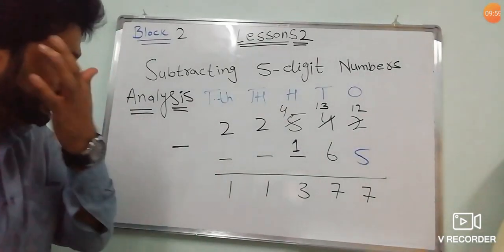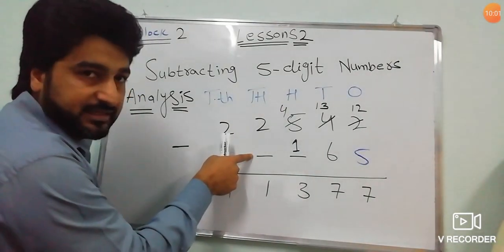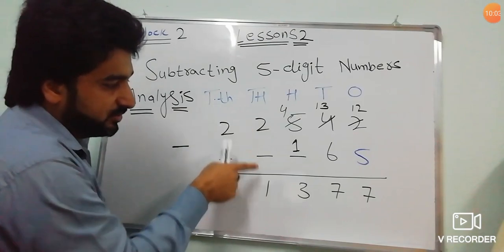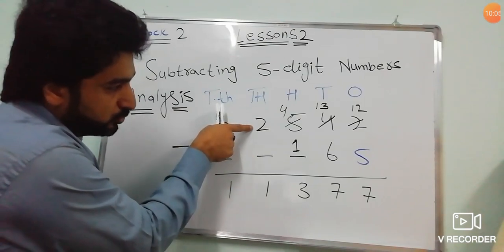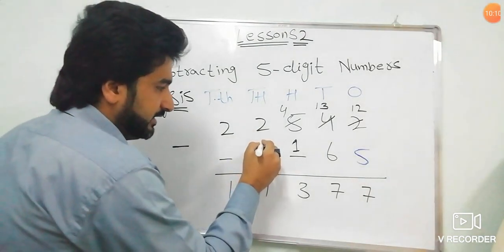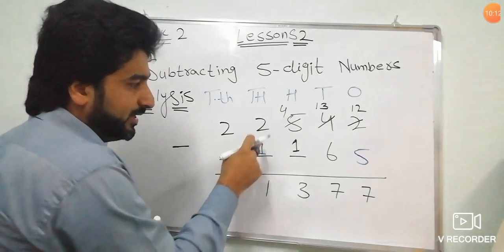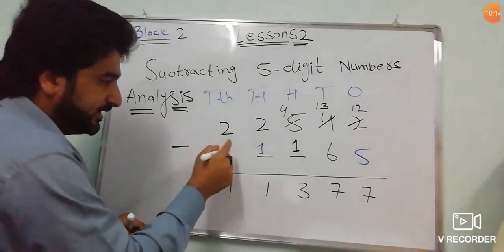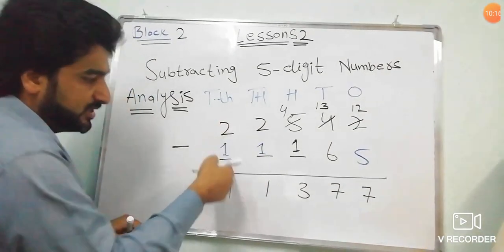Now we'll go to the 1000 place. In the 1000 place, 2 is here but nothing is here. If you subtract something from 2, you will get 1. So I told you, 2 minus 1 is 1. 1 is our answer. We can write 1 here. This is easy. 2 minus 1 is 1.